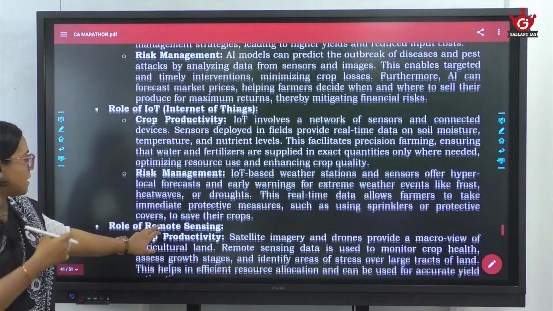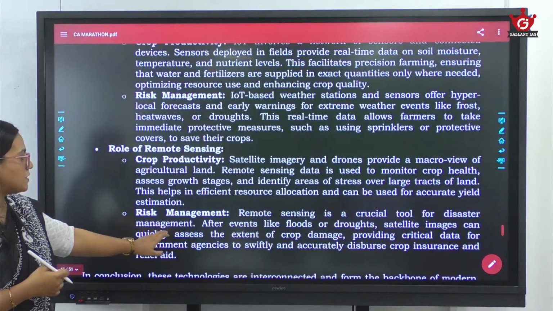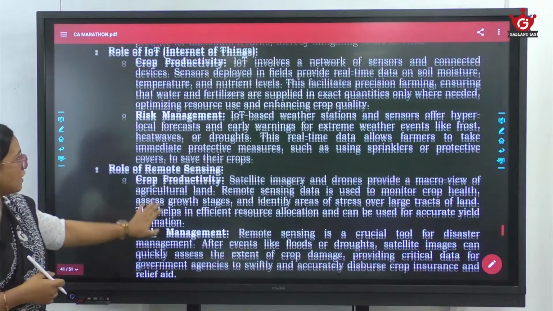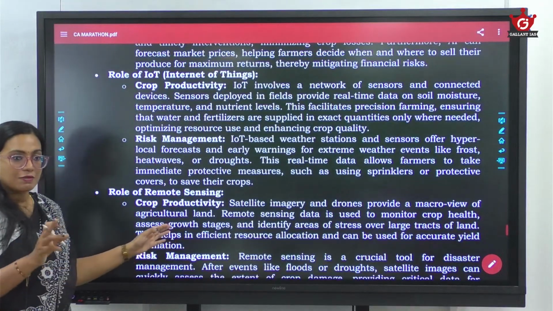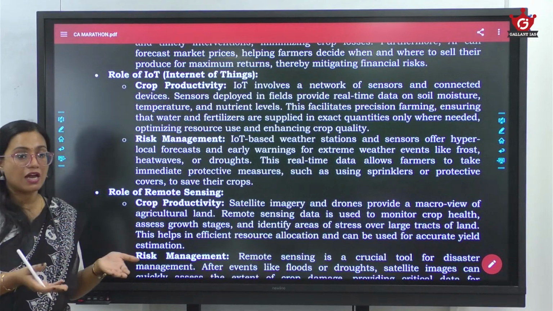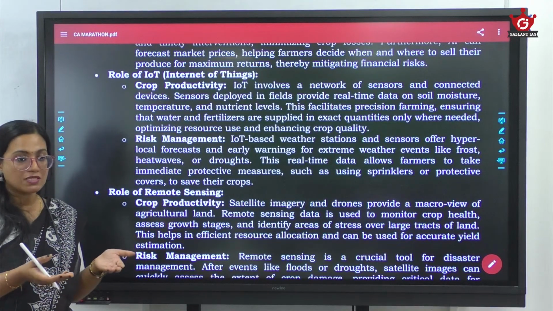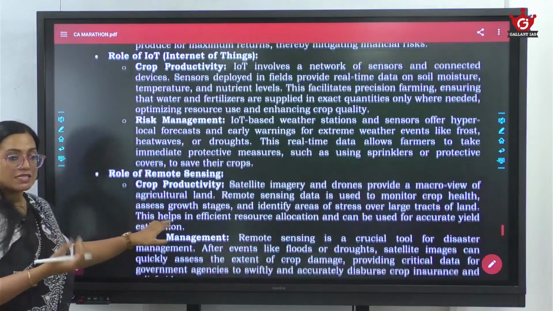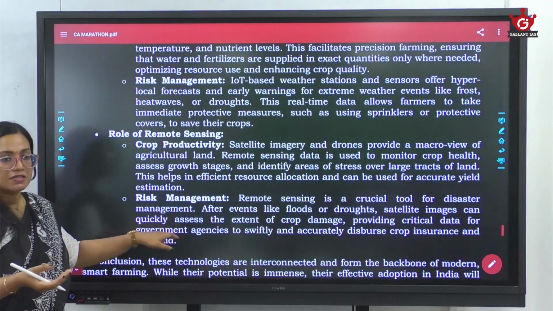Crop productivity, risk management, role of remote sensing. If you see, I have taken only 2 points. It's basically how AI is helping in crop productivity, how IoT is helping in crop productivity, and how remote sensing is helping in crop productivity and risk management.